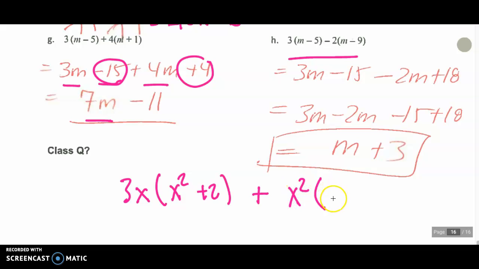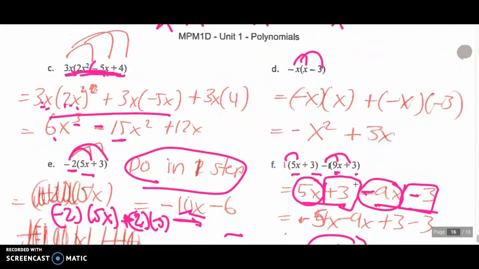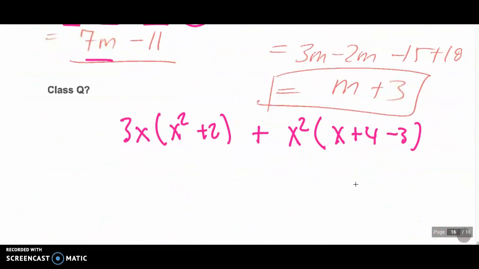Oh, this is a good one. Watch this question. So did we do any with 3 terms? No, we just did binomials, but we could do a trinomial if we felt like it. Okay, so let's just go over this.